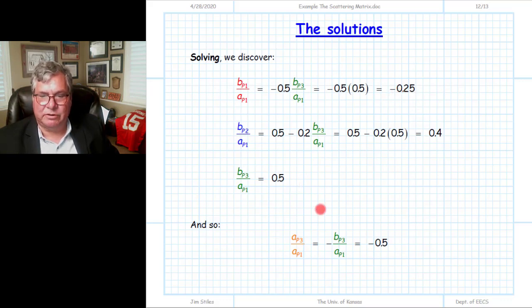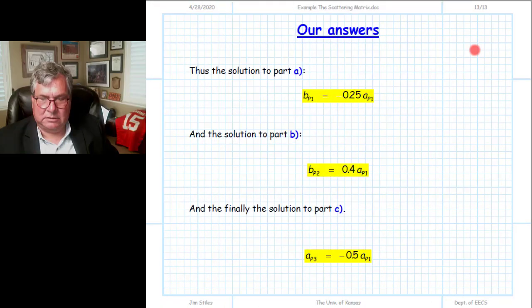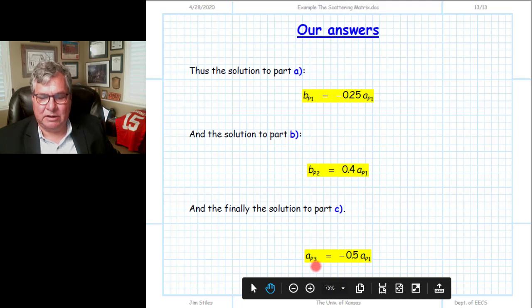From that, we could go back and determine the other remaining unknown ratio, which is this value here. It turns out to be a minus 0.5. So from these results, we can directly determine the 3 questions we ask, a question A, a question B, and a question C. The normalized scattered wave amplitude of port 1 is 0.25 times the incident wave amplitude of port 1. BP2, the normalized wave amplitude of port 2, is 0.4 times that incident value. And finally, for part C, the incident wave on port 3 we found in terms of the incident wave on port 1.